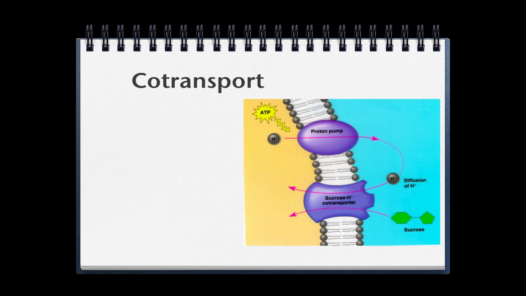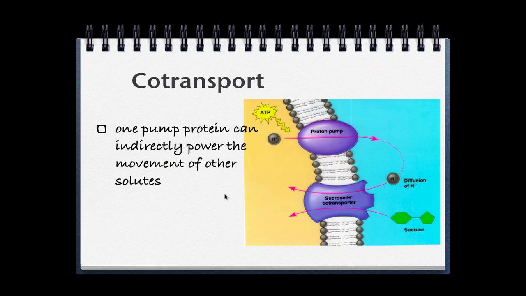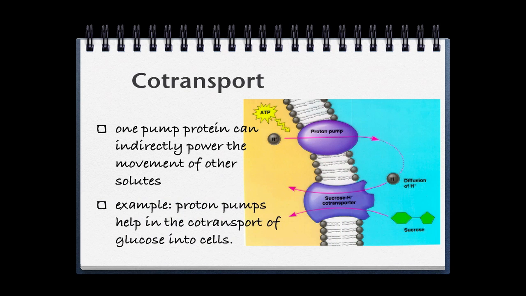Cotransport is a situation where a proton pump, which pumps hydrogen ions out of the cell, is combined with another embedded protein that's functioning as a facilitated diffuser for a molecule like sucrose. And in this case, one pump, the proton pump, is using ATP to move hydrogen ions out, and then these hydrogen ions are allowed to diffuse back in through a different protein, but as they diffuse back in, they're bringing along with them for the ride another molecule. In this case, it's sucrose.